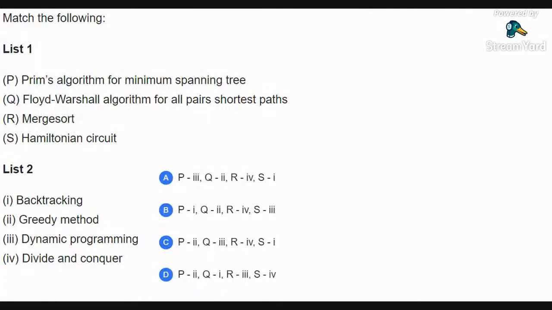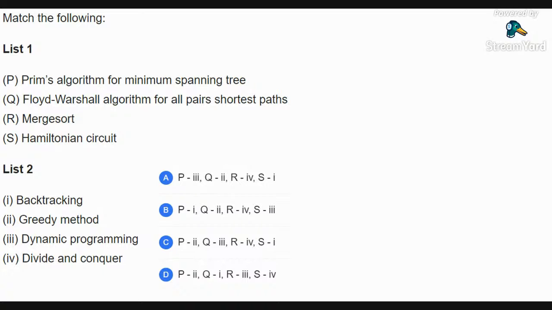Okay, so P is matched with 2. So how many options are there like this? P is matched with 2. So option C and option D are there. Okay, what is the next? Next is Q is matched with 3 and Q is matched with 1. So just check. Floyd Warshall algorithm is based on the dynamic programming approach. So Q is matched with 3. So option C is correct.